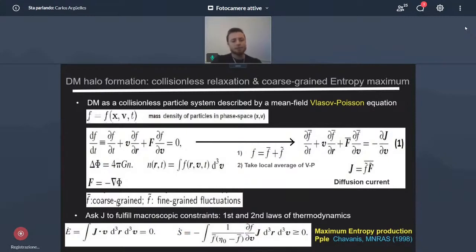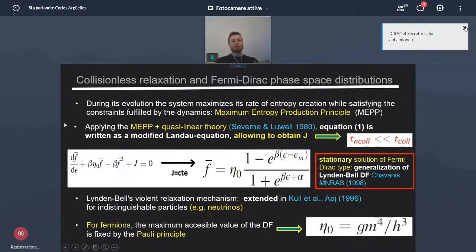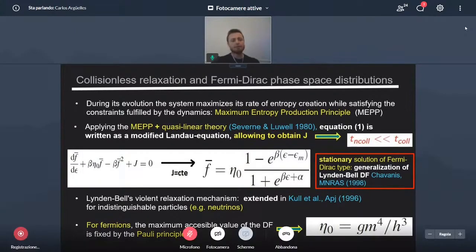But interestingly, there is the so-called maximum entropy production principle, which has been developed and applied to this by Chavanis in this work, where you ask the current to fulfill macroscopic constraints, meaning the first law of thermodynamics and the second law at the coarse-grained level, meaning E dot equals 0 and S dot larger or equal to 0. So the key assumption here is that during its evolution, the system maximizes its rate of entropy creation while satisfying the constraints of the dynamics.